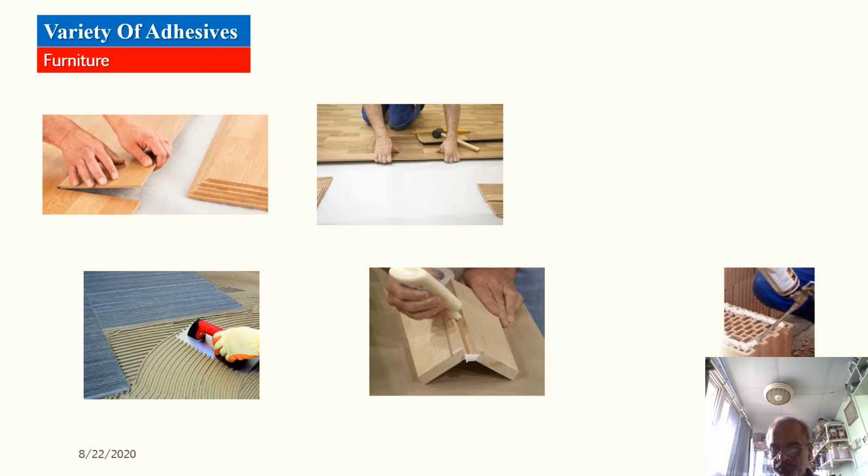Variety of adhesives for furniture. You can see PVA glue, which looks white in color. Popular brand in India is Fevicol. This is how it is applied to the ply or the plywood, and then the decorative laminate is pressed on that. It can be any other substrate also, like two wooden pieces can be stuck together.